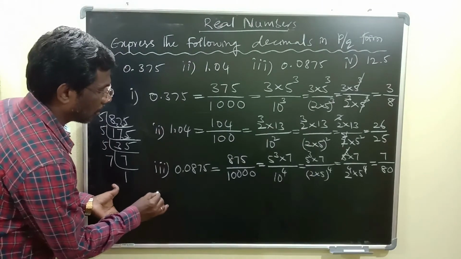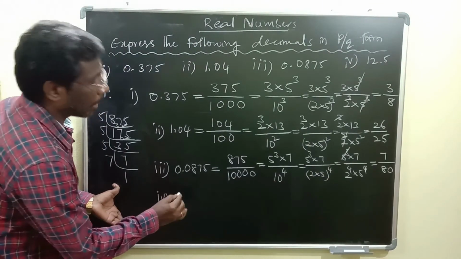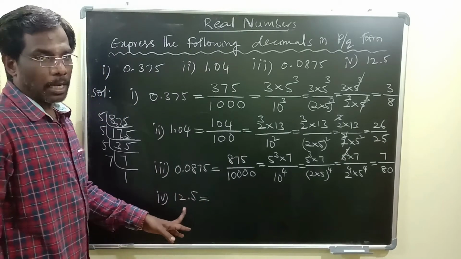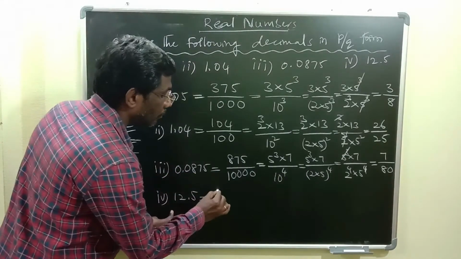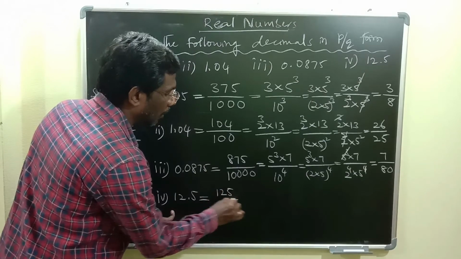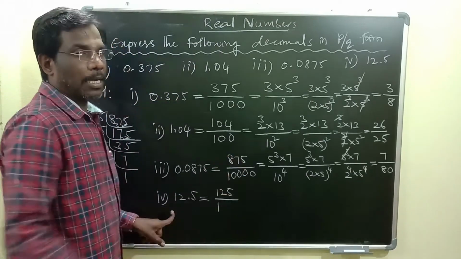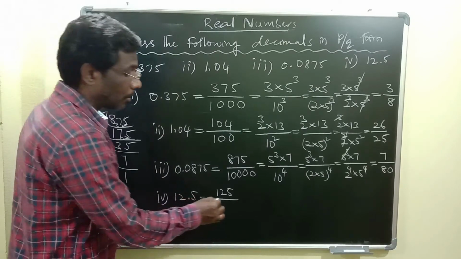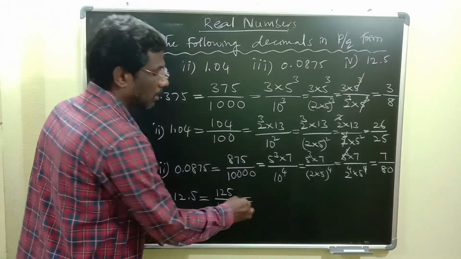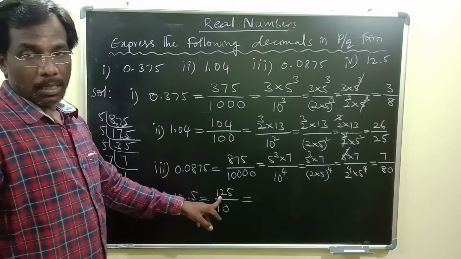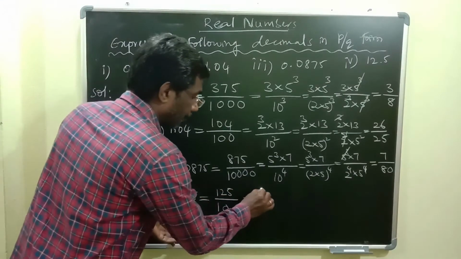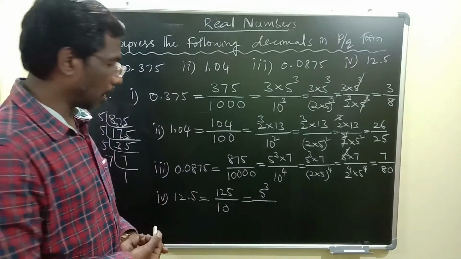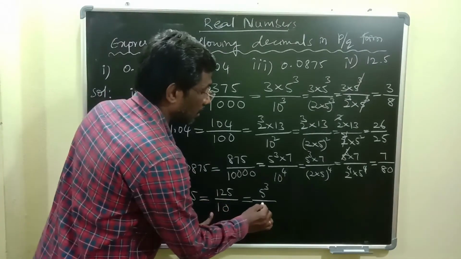And the last, fourth one is 12.5. For this decimal value, remove the point. What will we get? 125 by, in the denominator, 1. After the point, how many digits are there? 1 digit. So write 1 zero. This 125 can be written as 5 cube, because 5 fives are 25, 25 fives are 125, by this 10.